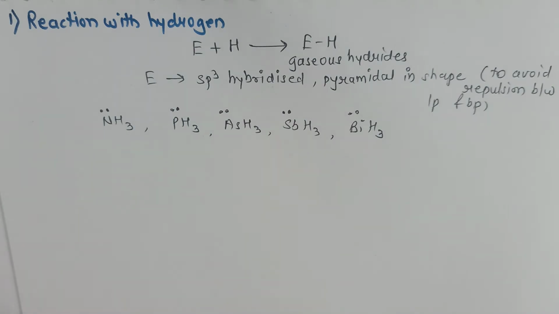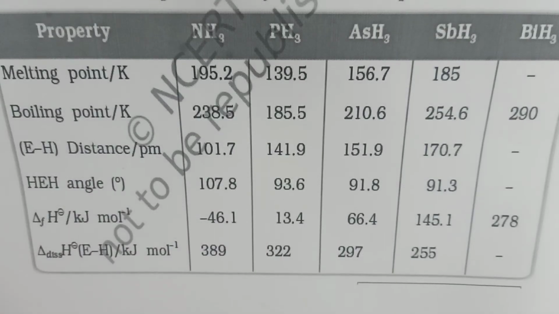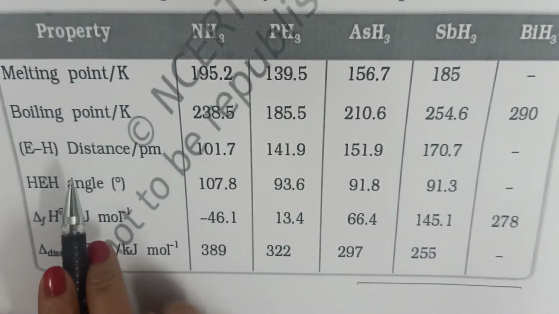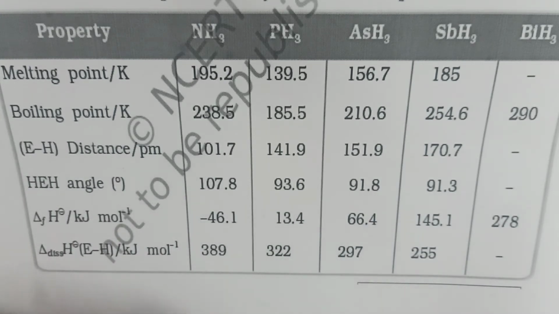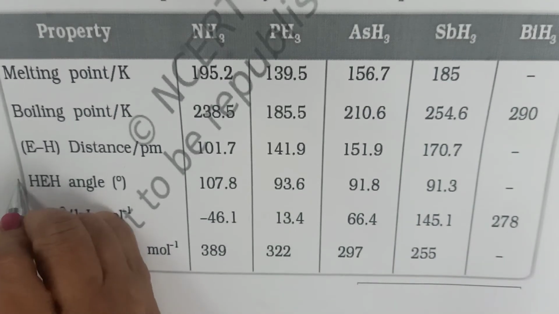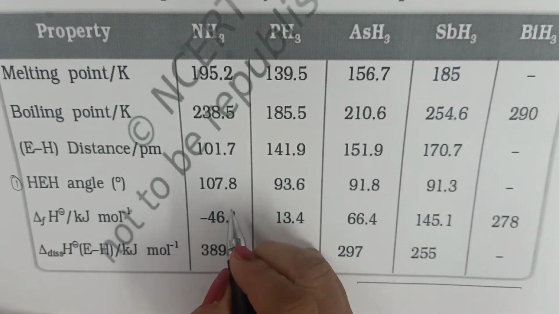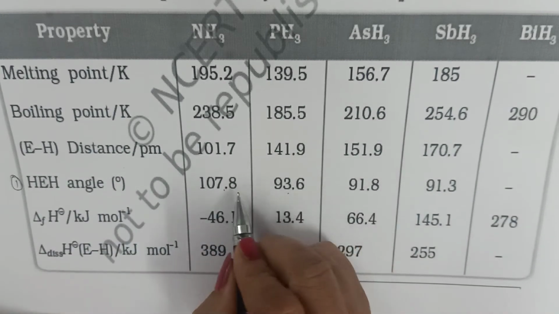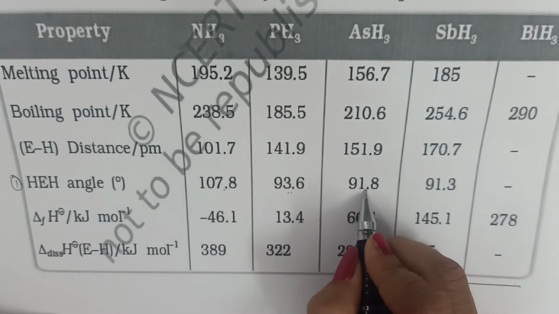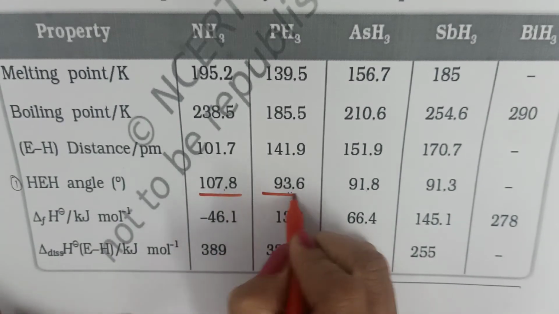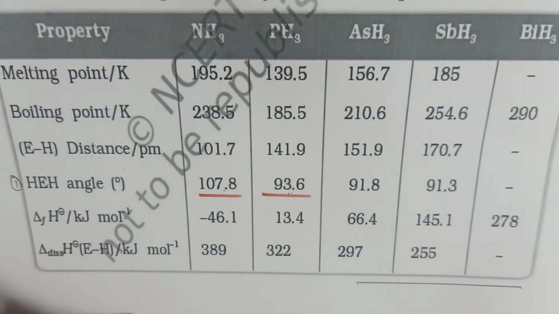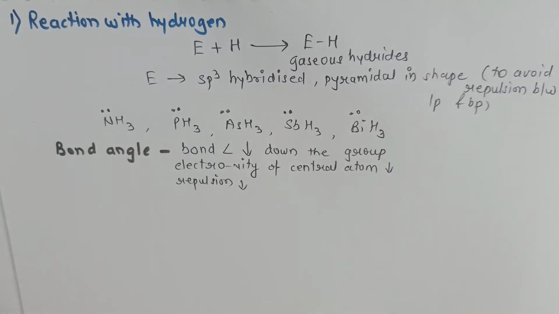Now we have to study the characteristics of these hydrides. So these are the properties of hydrides which we are supposed to discuss: melting point, boiling point, element hydrogen distance, bond angle, bond formation energy, bond dissociation enthalpy, etc. We'll begin with the first one, bond angle. As we can see, the bond angle from ammonia to phosphine decreases further. Especially if we see the bond angle in ammonia and phosphine, there is a great difference between these two bond angles. So, bond angle decreases down the group for hydrides.